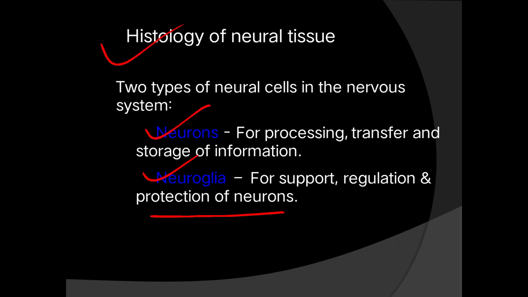So these are the two types of cells. First is the neuron, for processing, transfer, and storage of information. That is the general structure of a neuron, which we have seen. Now neuroglial cells are for the support, regulation, and protection of the neurons. These are the other type of cells found along with neurons in the nervous system.